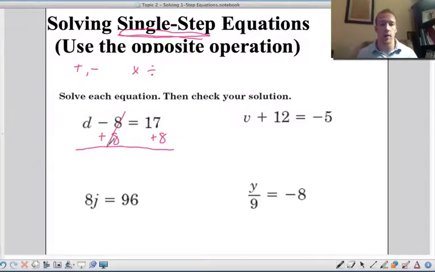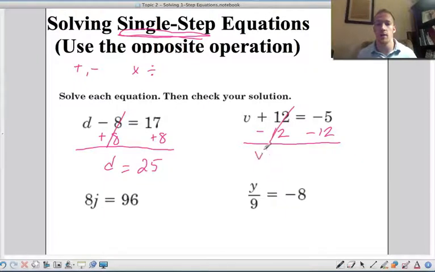So now we have that cancels out because negative 8 plus 8 is 0. So we have D equals 25. Done. Here, we want V to be alone. So we have to subtract a 12. That tells us what to do. Because we subtracted a 12 here, we minus a 12 on the other side. So we have V equals negative 5 minus 12. So that makes it more negative. It's negative 17.